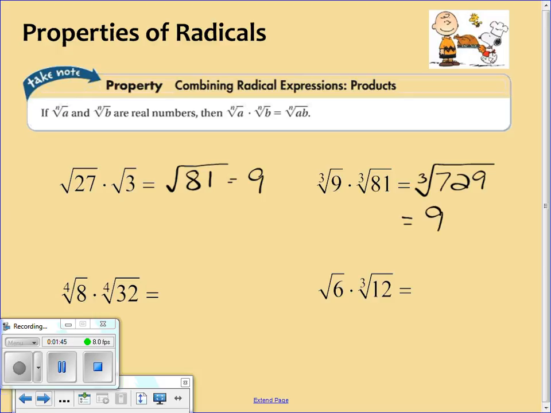You're like, wait, this is not hard, right? They'll get harder. You know that, right? It gets harder. All right. They're both fourth roots, so I can multiply. What's 8 times 32? 256.